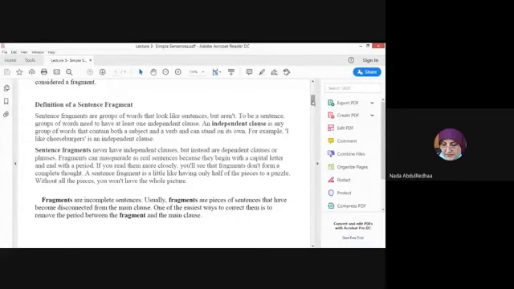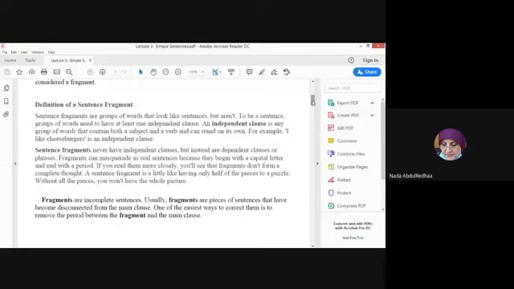So fragments never have independent clauses, but instead they are dependent clauses or phrases. Sometimes they are misunderstood to be real sentences. Why? Because they begin with a capital letter and end with a period.